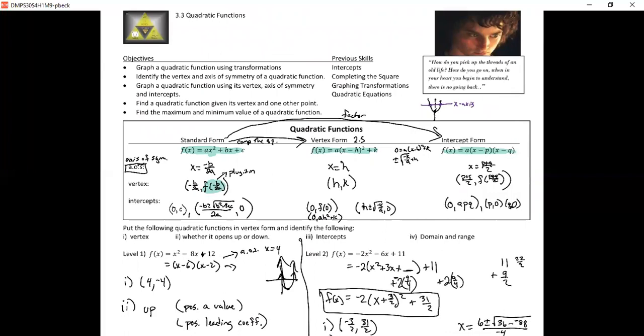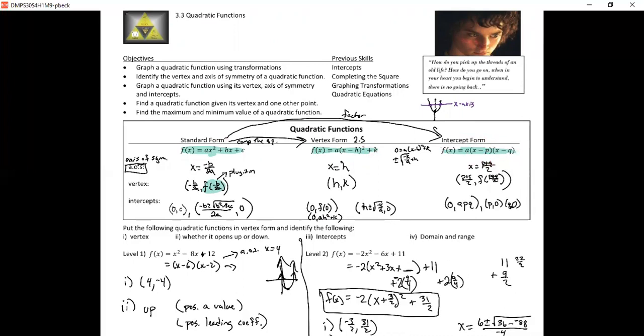So hopefully that was enough about linear functions. We can get into quadratic functions. When it comes to our quadratic functions, we have 3 basic forms of quadratic functions. We have ax squared plus bx plus c, which is what we call our standard form. Our vertex form, a times x minus h squared plus k, and then our intercept form, a times x minus p times x minus q.